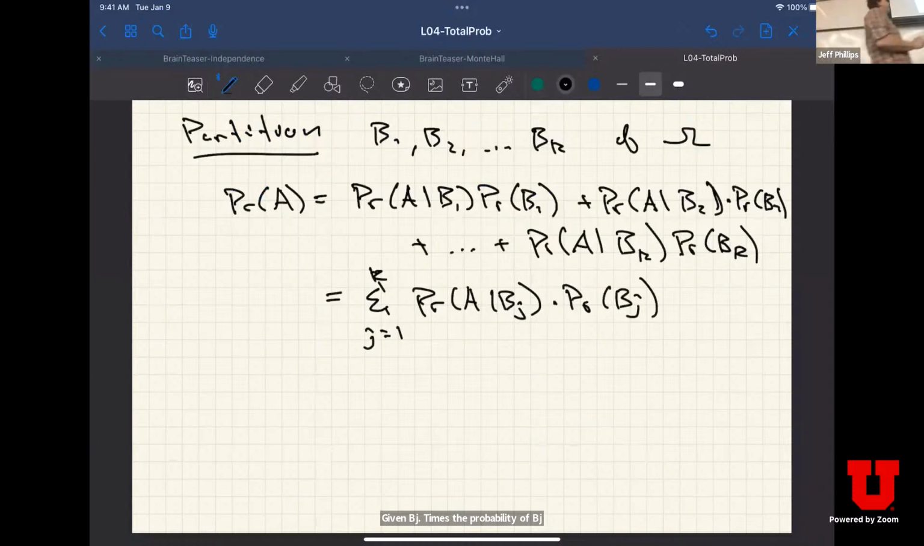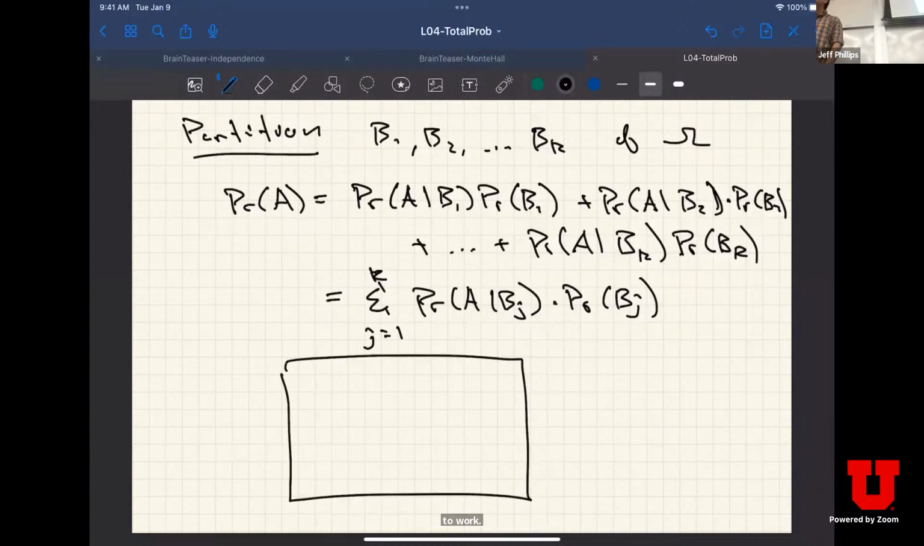Okay, so I can break down the space into these components, and I can get the total probability of A by adding just the contributions of the components, right? If they were not a partition and they overlapped, I'd have to subtract out what the overlap was. So the partition here is important for this to work. Okay, let's look back at this picture, and then we'll go through some real examples of this, right?